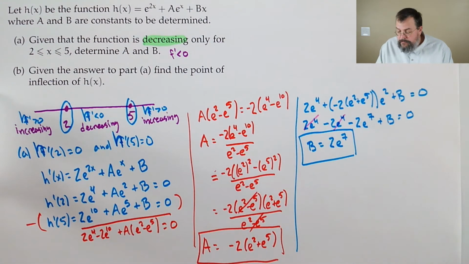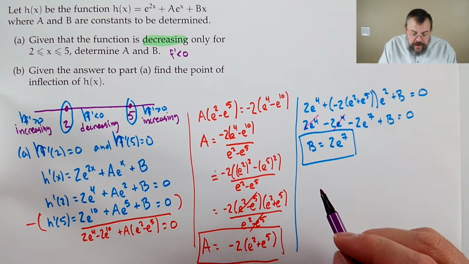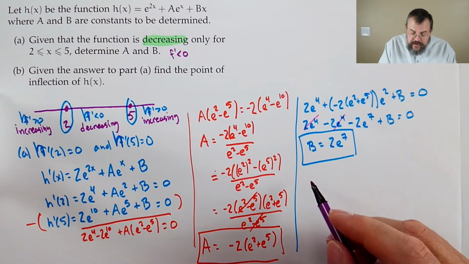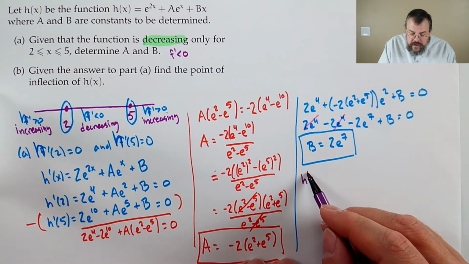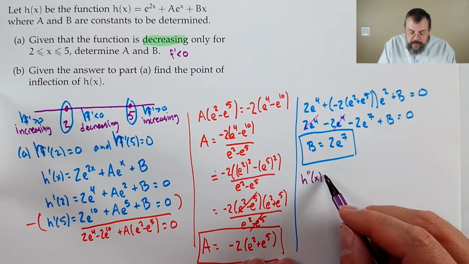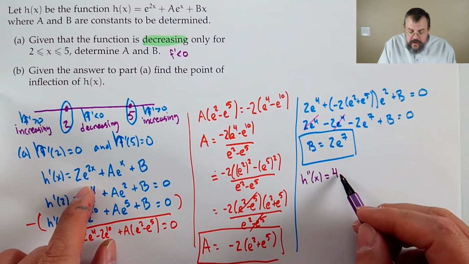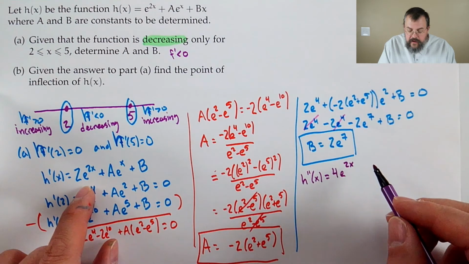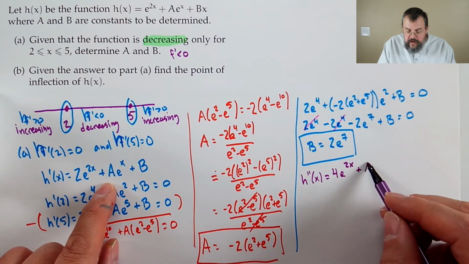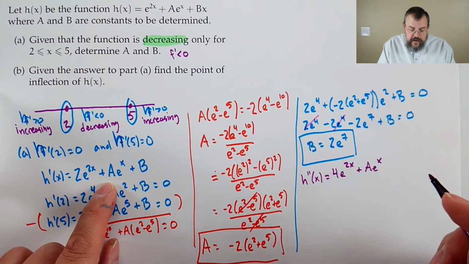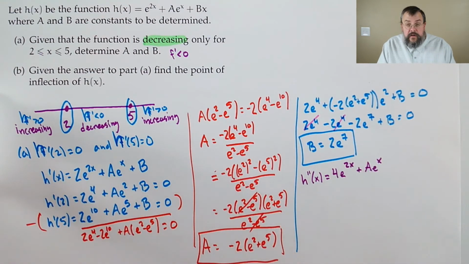Okay, well, we continue by taking our second derivative. So, what would our second derivative be? Our second derivative, h double prime of x, would be 4e to the 2x, and then plus ae to the x, I'll just leave it as ae to the x for now, and the root of b is 0. Okay, so we're looking for the inflection point, never undefined, so that's good news for us. So we're looking for when it's 0.